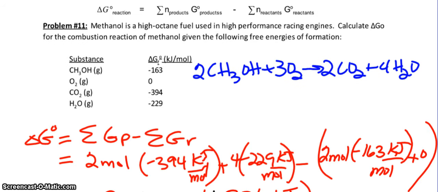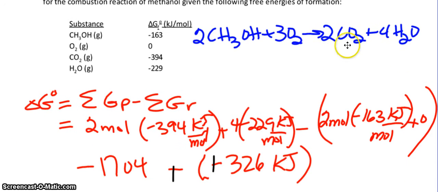All right, so here is delta G. The standard conditions is the sum of the G products minus the sum of the G reactants. So here I have 2 moles of the carbon dioxide times its value, negative 394 kilojoules per mole. We can do this again. Notice that I can cancel out my moles here. The moles cancel out. 4 moles, which I didn't write down, can cancel out those moles. 2 moles, which I did write down, divided by those moles.